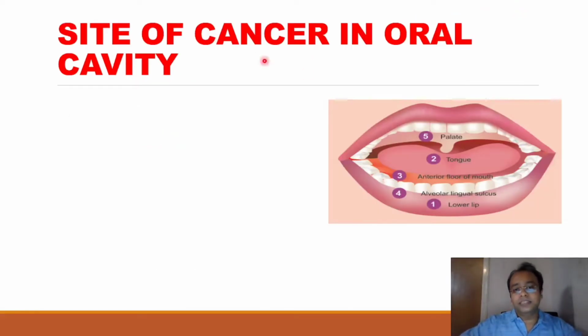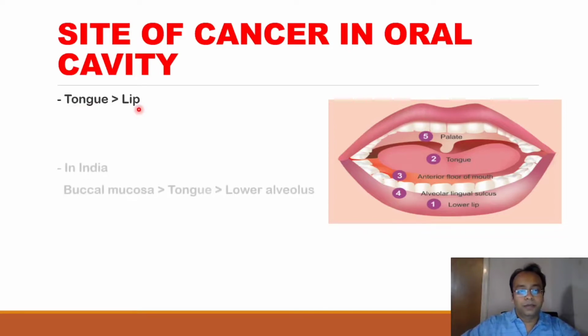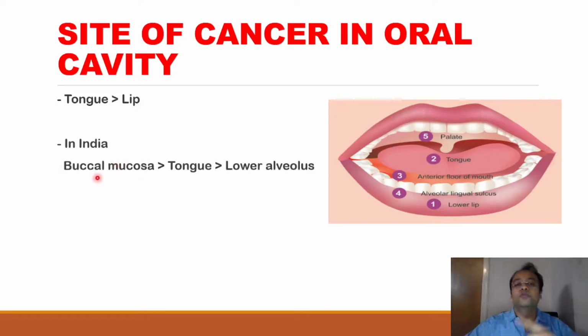All right. So which are the sites of oral cavity cancer development? The most common site is the tongue and then the lip. But in India, the common site is the buccal mucosa, particularly the retromolar triangle. That's because the Indian population has the habit of putting tobacco inside the buccal mucosa, right? The second site is the tongue and then the lip and the lower alveolus, right? Soft palate and gingiva can also be sites for oral cancer development.